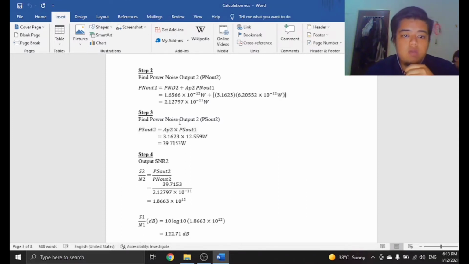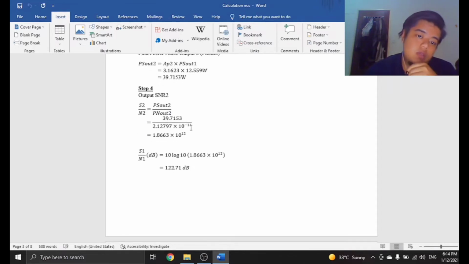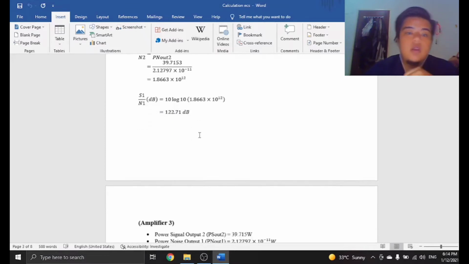Then step 3, we need to find the power signal output, where gain 2 times power signal out 1, we get 39.7153 watt. Then step 4 is the output SNR 2, which is power signal out divided by power noise out. The SNR for chamber 2 is 1.8663 times 10 to the 12. Then its dB value is 122.71 dB.